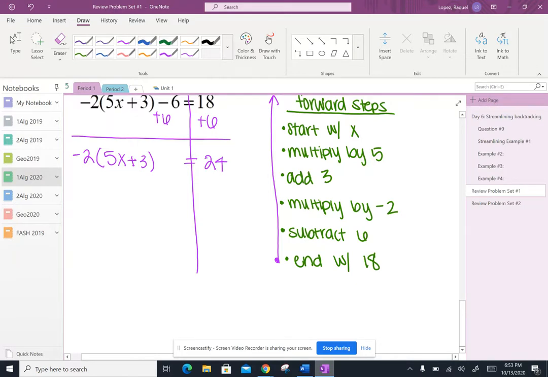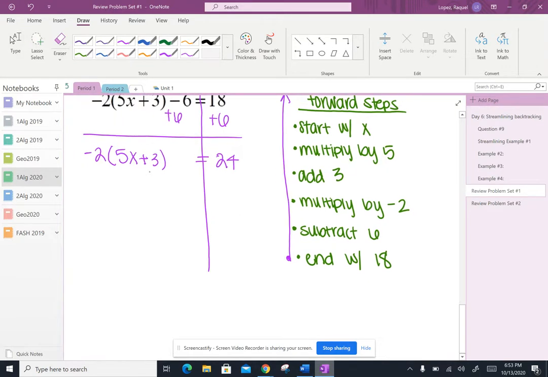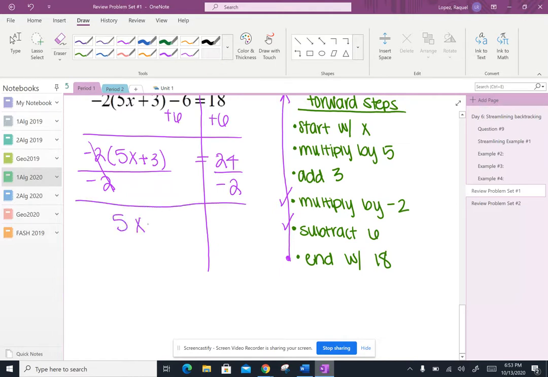Okay, the next thing we're going to do is divide both sides by -2 because we're undoing this part. So divide by -2, divide by -2, bring down the rest. So I have 5x plus 3 equals 24 divided by -2. A positive number divided by a negative number is going to be a negative number. So the answer is -12.